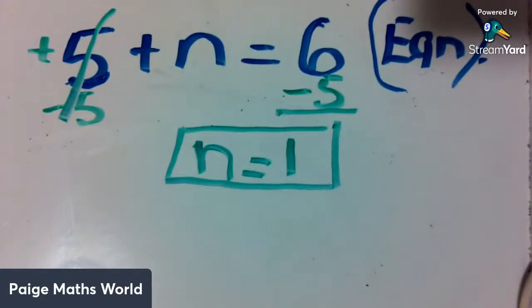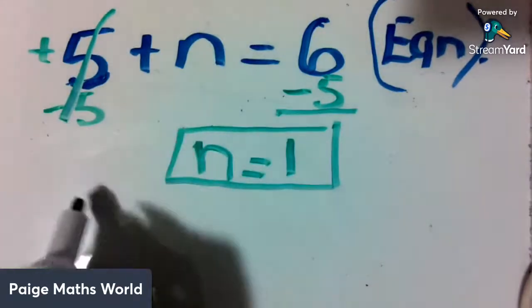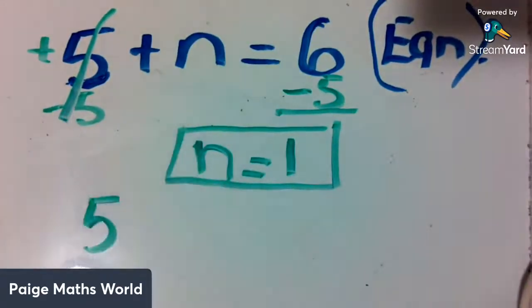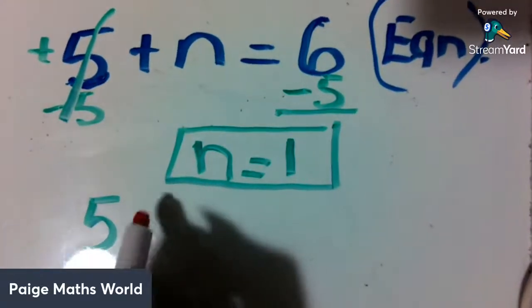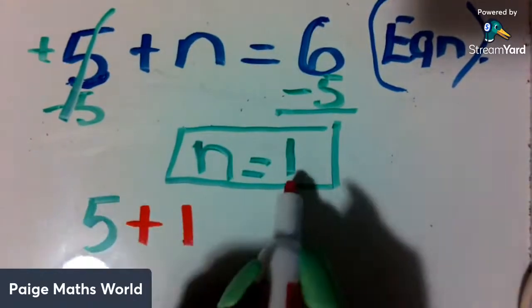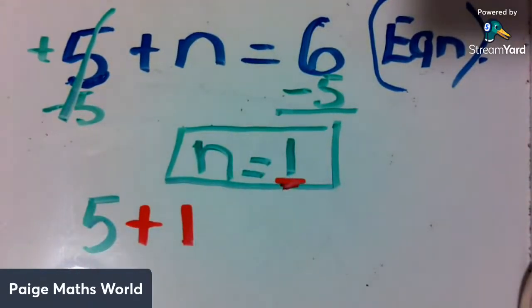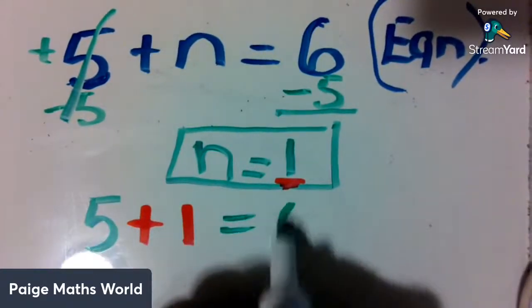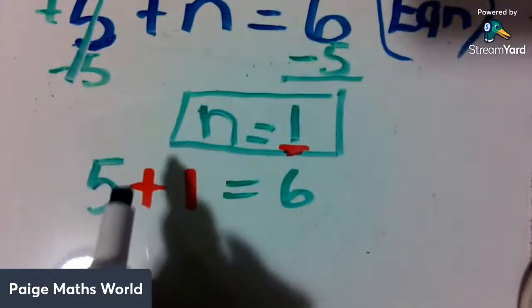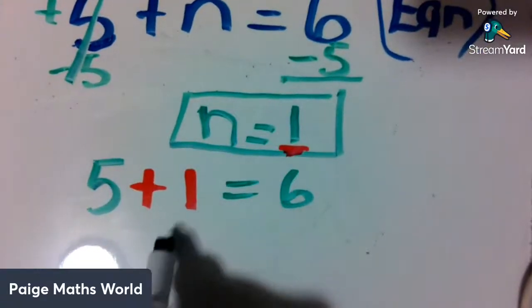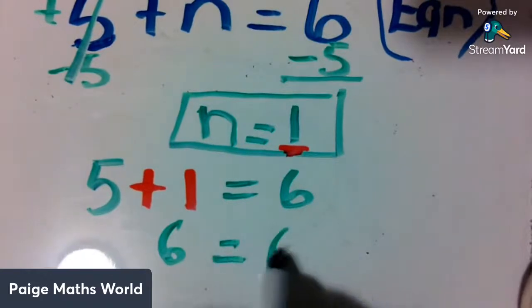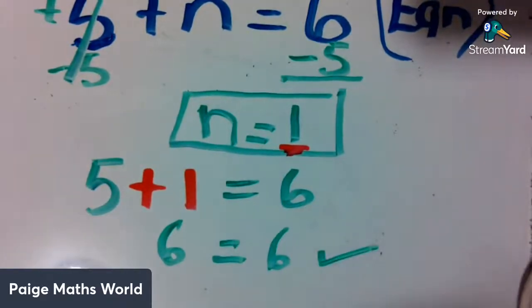Now, can we check to see if we're correct? Of course we can. So we have 5, and we now know that n is equal to what? 1. So we can plug that 1 in, right? Because n is equal to 1. And remember, our equation says 5 plus n is equal to 6. Now, 5 plus 1 is what? 6. And is 6 equal to 6? Yes.